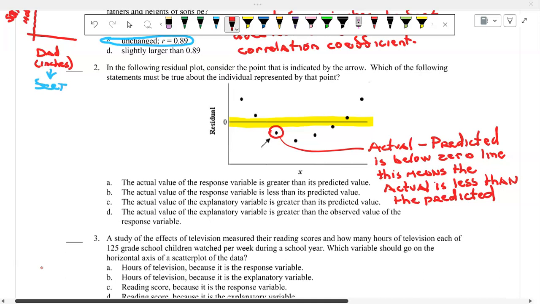All right, in the following residual plot, consider the point that is indicated by the arrow. Okay, I circled it. Which of the following statements must be true about the individual represented by that point? Well, that point is below the zero line in the residual plot. The zero line is the one that I highlighted in yellow. So that means that the actual subtracted the predicted is a negative number. That would mean that the actual is smaller than the predicted. So the actual response variable is less than its predicted variable.